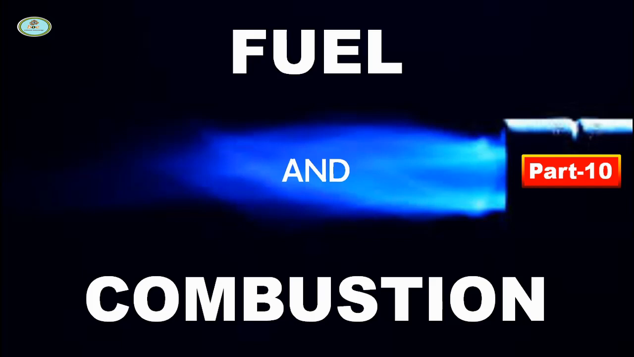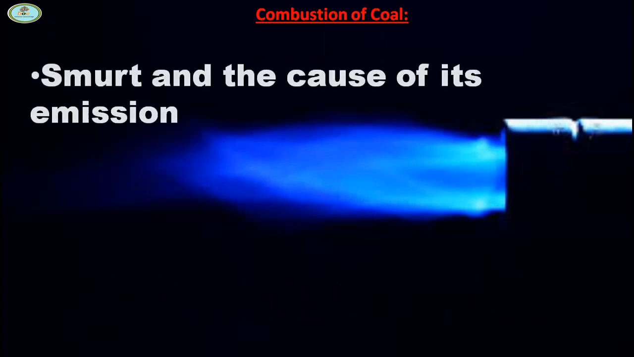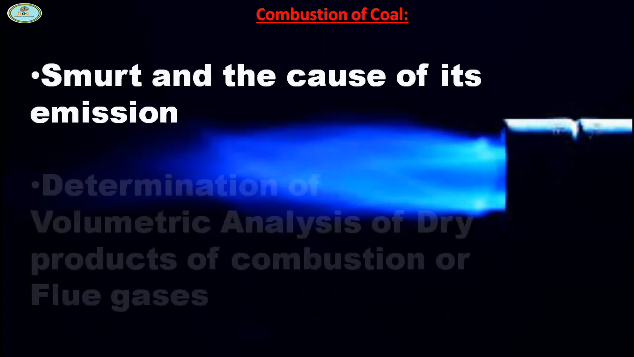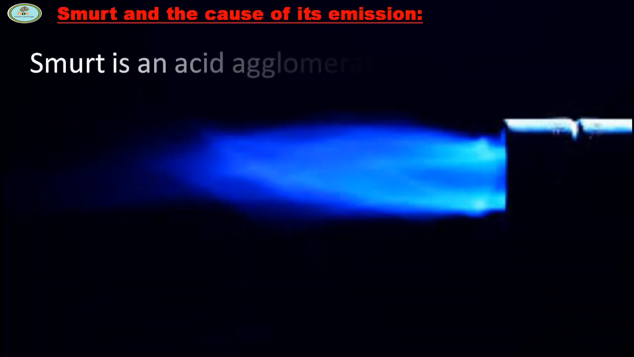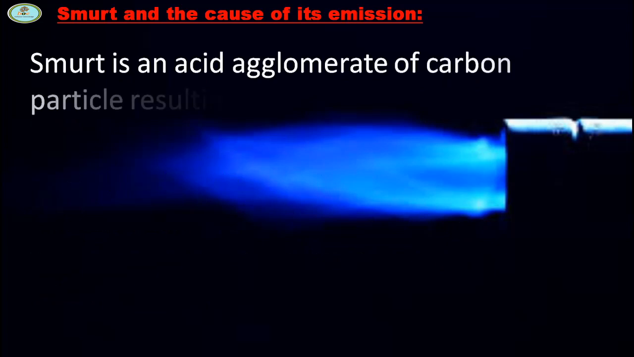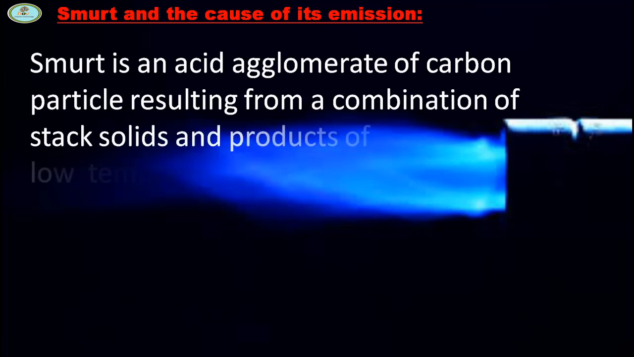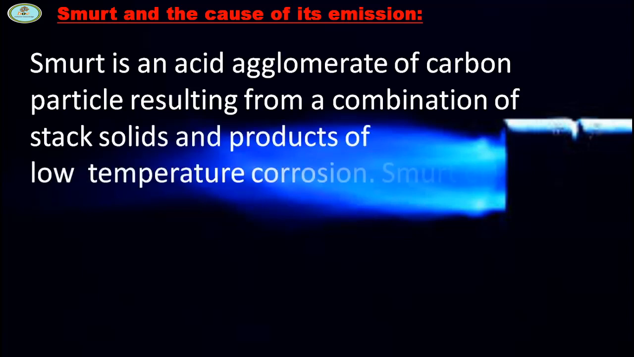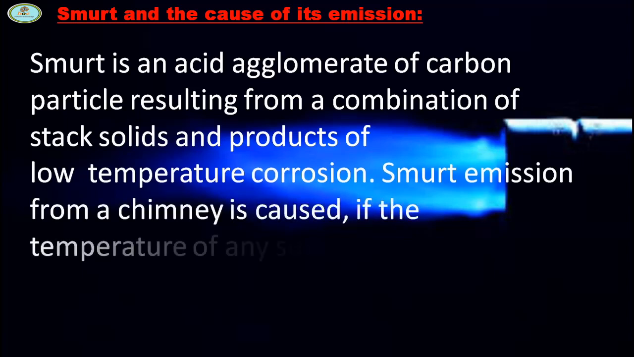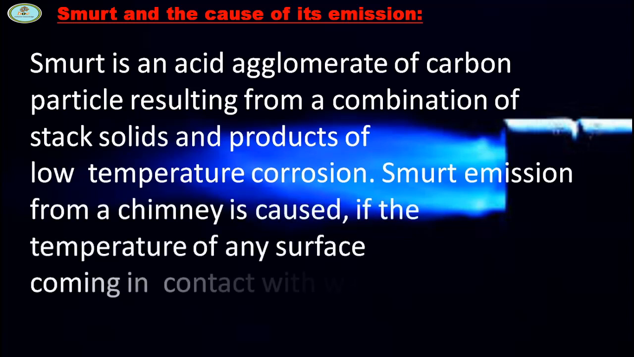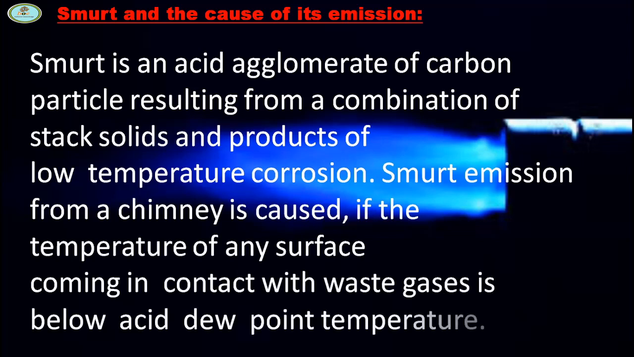In this video we will discuss smut and the causes of its emission, and the determination of volumetric analysis of dry products of combustion or flue gases. Smut is an acid agglomerate of carbon particles resulting from a combination of stack solids and products of low temperature corrosion. Smoke emission from a chimney is caused if the temperature of any surface coming in contact with waste gases is below acid dew point temperature.